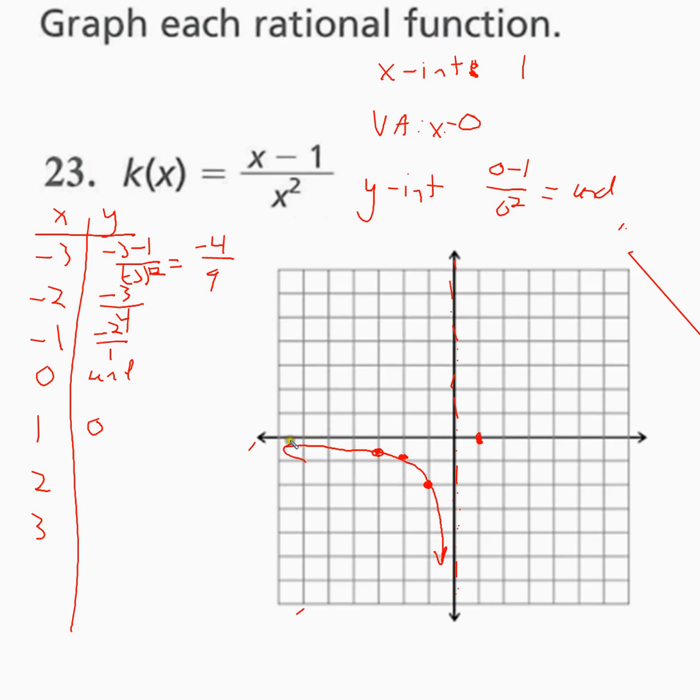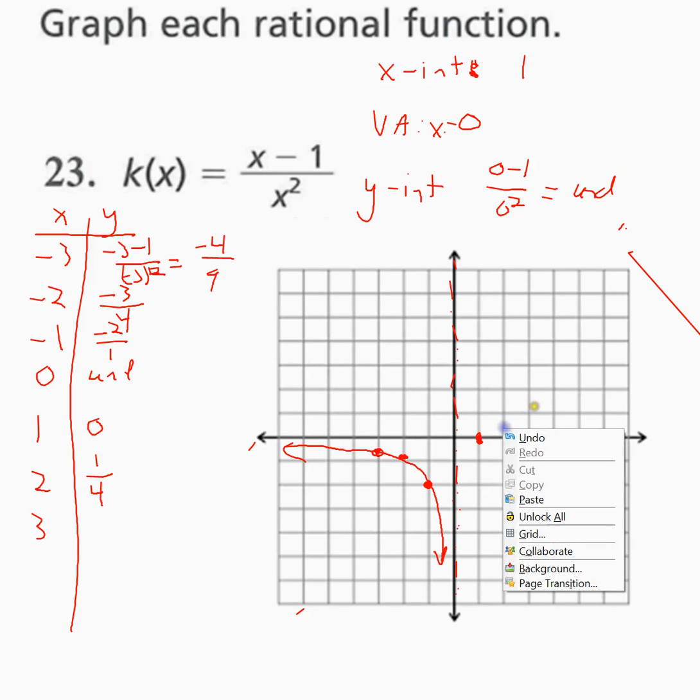Another thing we can notice over here on this part, anytime I put a negative number in, like if I put -5 in or -10, we would get a negative number on top and a positive number on the bottom. A negative divided by a positive is always negative, which means it will never go above the x-axis, because above would be positive, but it never will be positive. I'm going to jump over to the other side of the y-axis, and I'm going to plug in 2. 2 minus 1 is 1. 2 squared is 4. So when it's 2, it's 1/4.